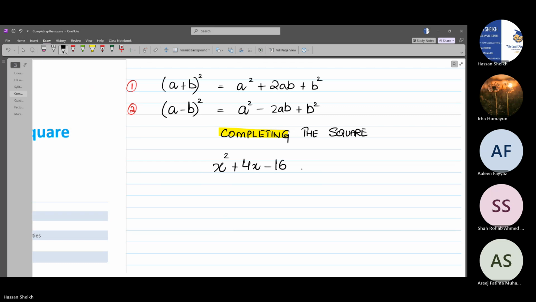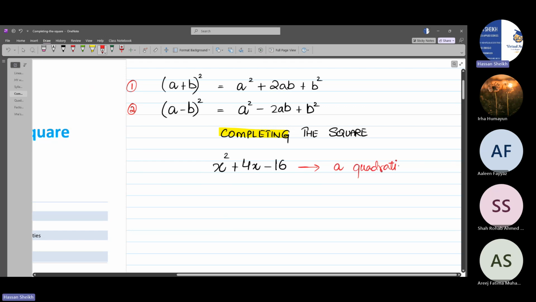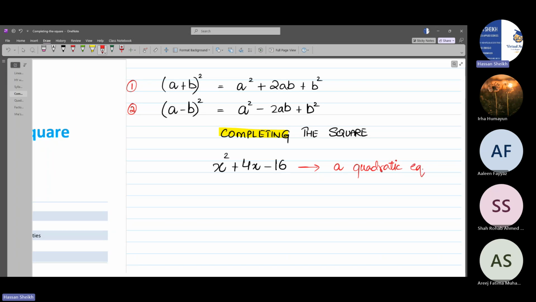Let's take the expression first. So what's that? This is a quadratic expression. How do we get to know that it's a quadratic expression? Because the maximum power of the variable, which is x here, is 2. Then obviously it's a quadratic, and because there is no equality sign, it means that it's an expression, not an equation.